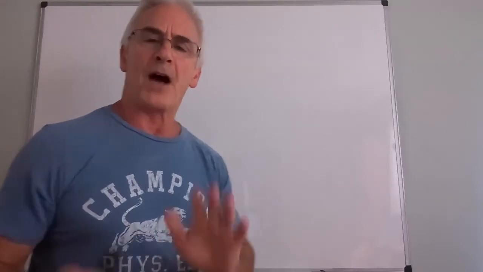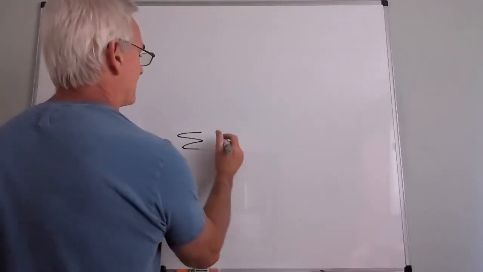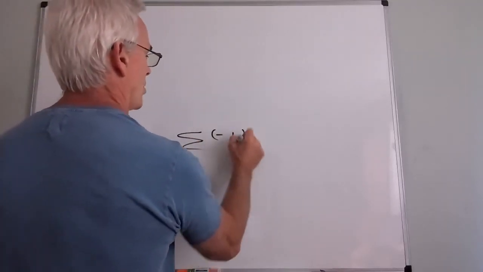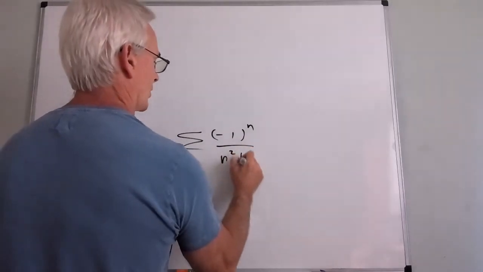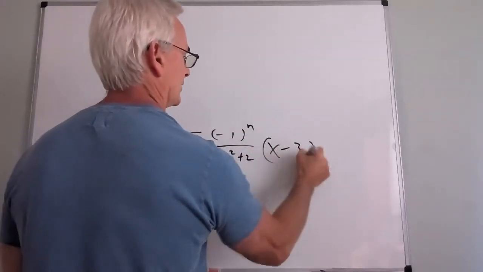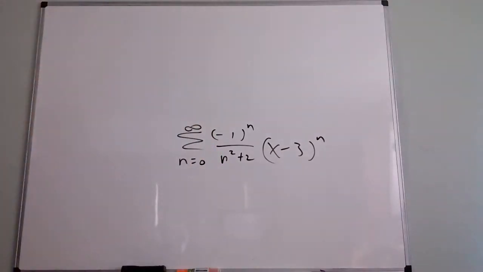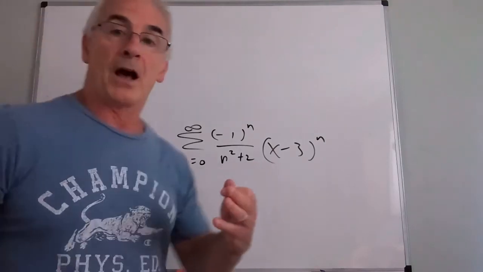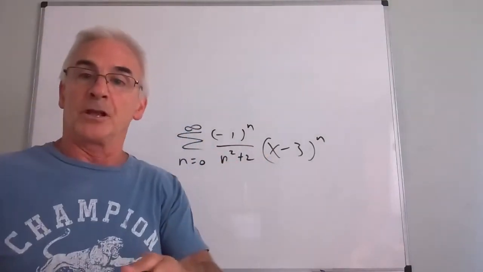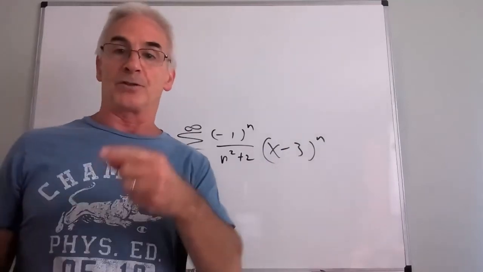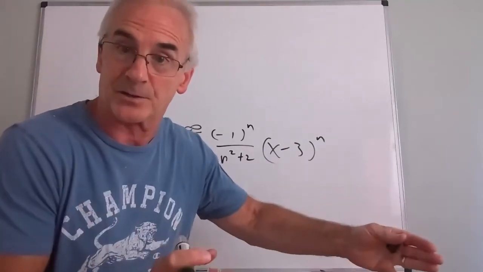So what if I just made up one, off the top of my head. I've got (-1) to the n over n squared plus 2, times x minus 3 to the n, and n's going from 0 to infinity. Okay, this is a power series. You can evaluate this. It's centered about 3. But I can't tell you a function that it came from. I can't tell you a function that I took derivatives of and created a Taylor series for.